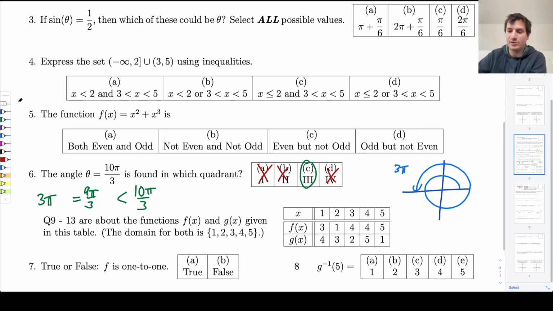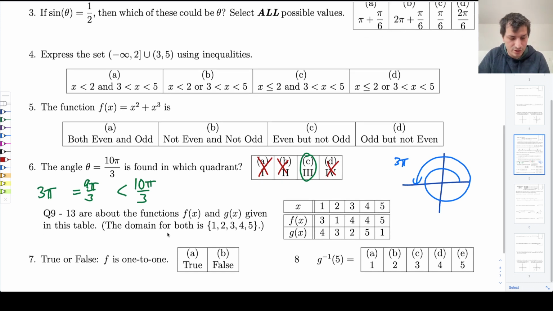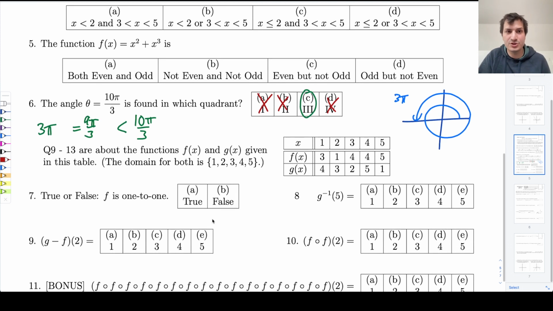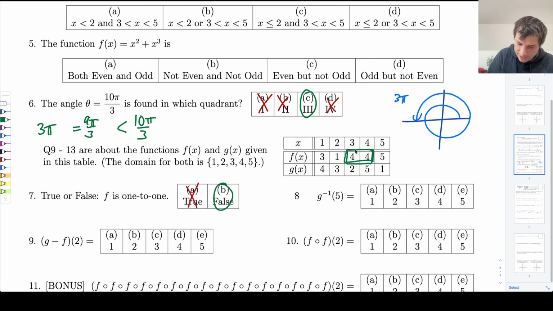Let me scroll over my list of questions. Question 7. True or false? The function f is 1-to-1. And so here's the function f and the function g. This was a really well done one. Almost everybody realized the function f is not 1-to-1. Why is it not 1-to-1? Because it has the same number appearing twice. So it's equal to 4 twice. When x equals 3, it's equal to 4. When x equals 4, it's still equal to 4. 1-to-1 functions are never equal to the same value more than once. And therefore, the function f is not 1-to-1. So that one was really well done.